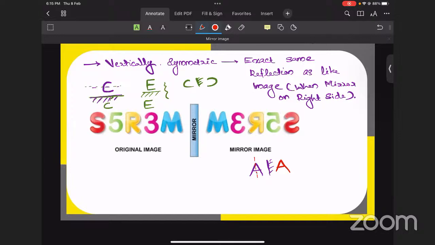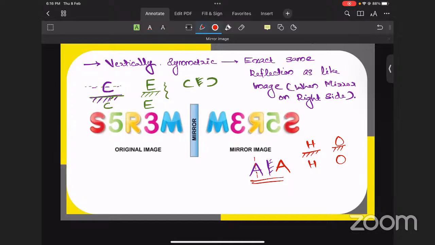Because English alphabet A is vertically symmetric. English alphabet H is vertically symmetric. Similarly, English alphabet O is both vertically and horizontally symmetric. Even English alphabet H is also vertically and horizontally symmetric. A similar question has been asked for NATA. While discussing NATA, we will be looking into those questions also.